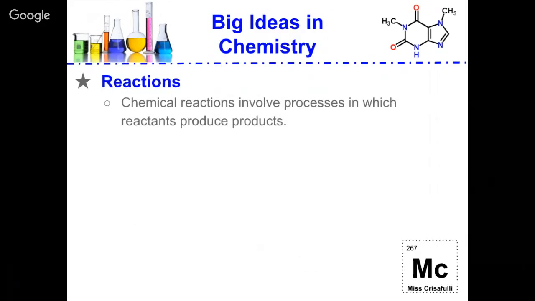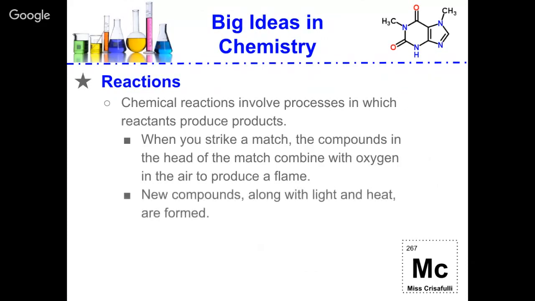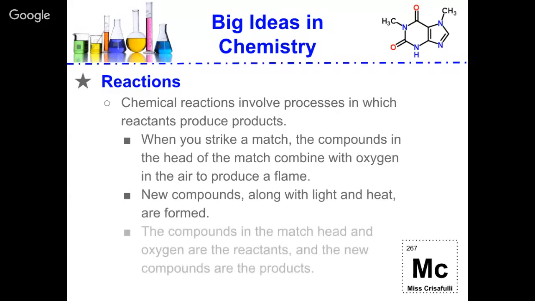Reactions. Chemical reactions involve processes in which reactants produce products. So, for example, when we were striking a match and trying to light a bonfire over the summer, the head of the match combines with the oxygen in the air to produce a flame or fire. And new compounds along with light and heat were formed. The compounds in the match head and the oxygen are our reactants, and the new compounds that were made were the products. Heat and light can be products of a reaction.